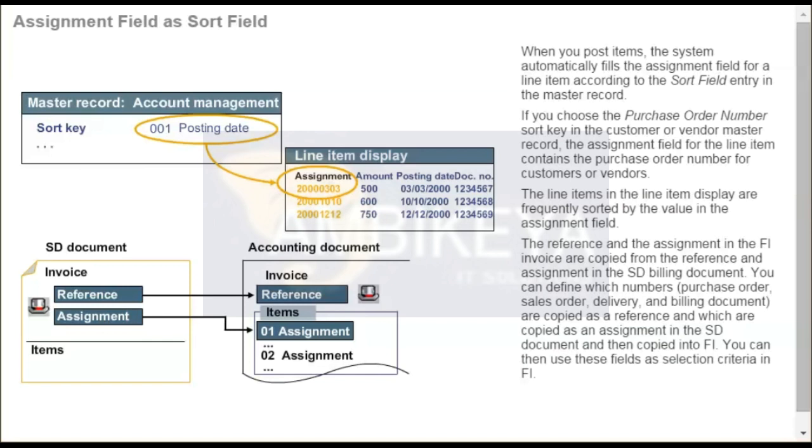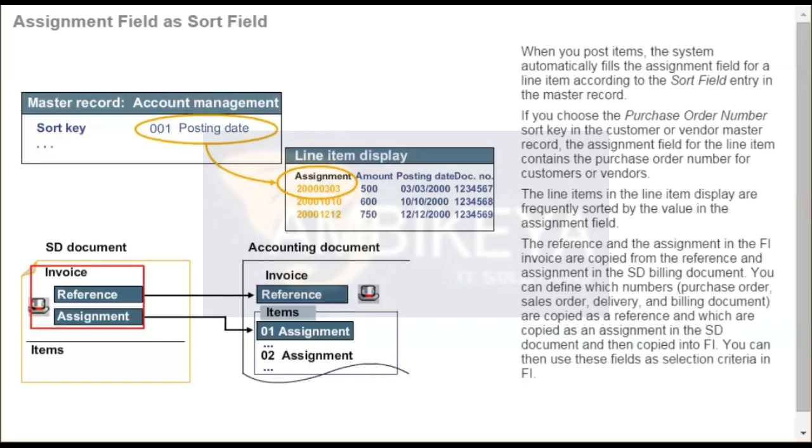If you choose the purchase order number sought key in the customer or vendor master record, the assignment field for the line item contains the purchase order number for customers or vendors. If you choose a cost center as the sought key in a GL master record, the assignment field in the corresponding GL account line item contains the number of the cost center when you post to this GL account. The line items in the line item display are frequently sorted by the value in the assignment field.